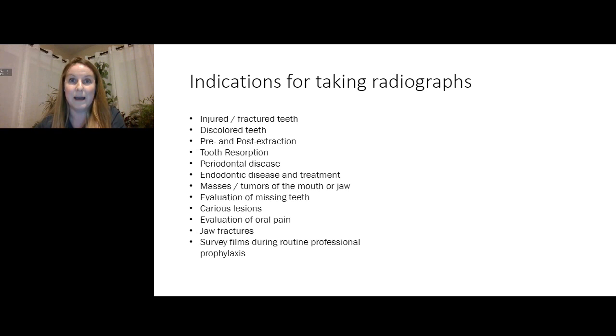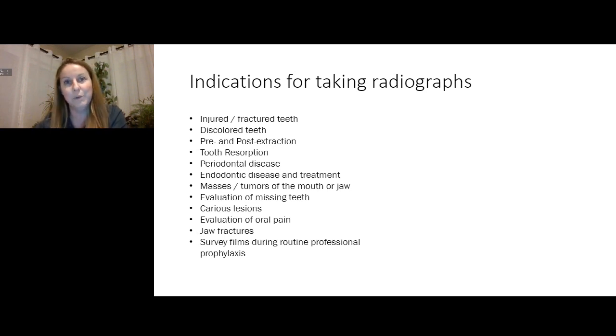Why do cavities matter? Well, because if we catch them soon enough, we might be able to do a filling like in human dentistry. But if we don't, and those cavities get into the pulp chamber, we're going to end up with endodontic disease. Again, disease inside of the tooth there. Evaluation of oral pain is going to be a really big one. Jaw fractures, of course, or any kind of misalignment of the jaw, and you might find out that it's due to a fracture.